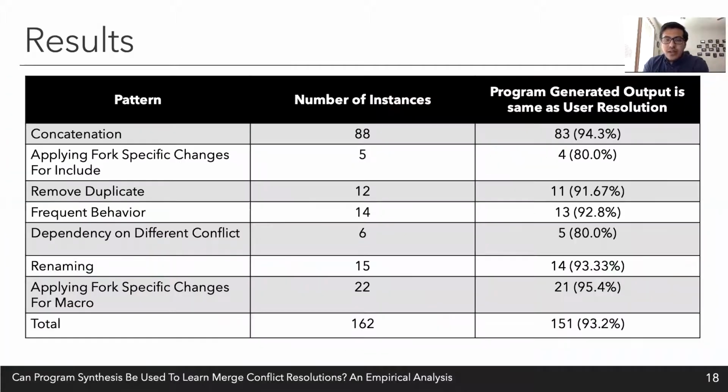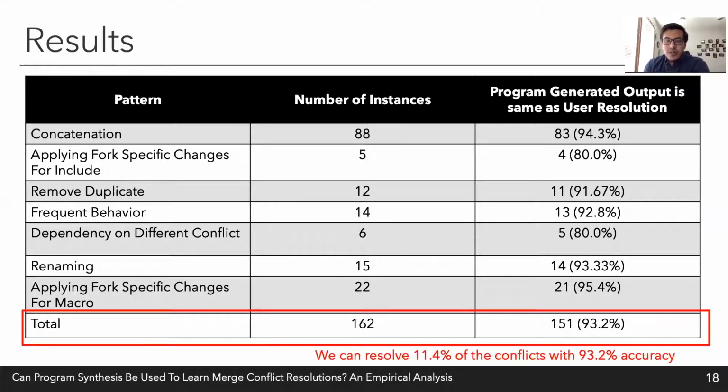Our study highlights that learning project-specific patterns is beneficial, and we are able to address 11.4%, which is 41% of 1 to 2 lines changes seen in the C++ file. And we can resolve the conflicts with 93.2% accuracy, and also for the unseen data, the accuracy is 91.17%.